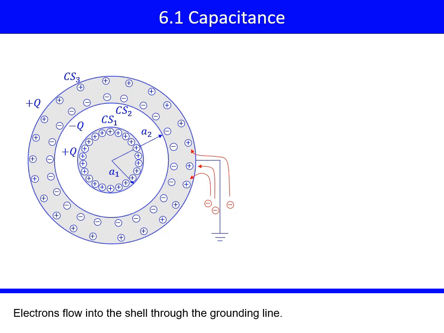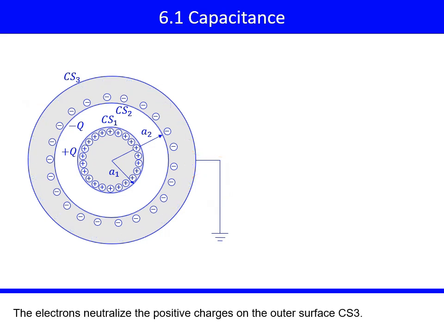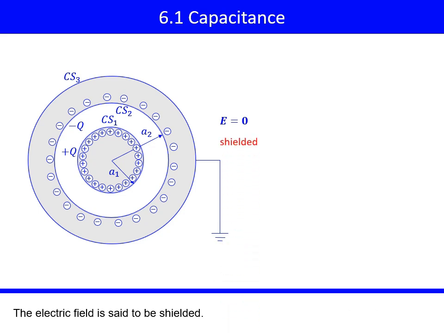Electrons flow into the shell through the grounding line. The electrons neutralize the positive charges on the outer surface CS3. In this static state, the electric field intensity outside the shell conductor is zero. The electric field is said to be shielded. The electric field exists only in the gap between the two conductors.